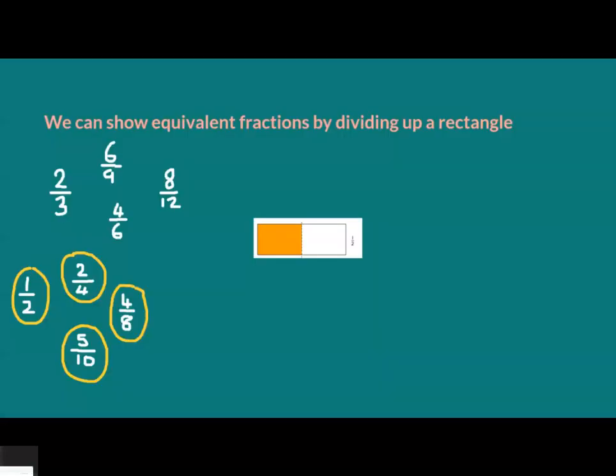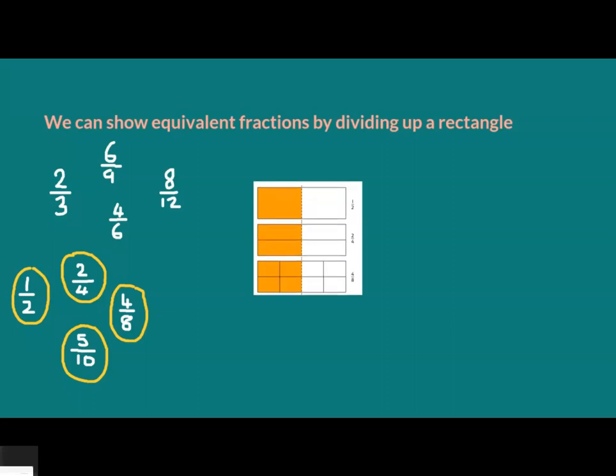Okay, so what you can see in front of you is a rectangle, and it has been divided into two parts. So it's been divided to show halves. That's one of our fractions. Now we want to draw more rectangles and divide them into equal parts to show that 2/4, 4/8, and 5/10 are all in fact equivalent to a half. The rectangle has been split into 4 equal parts showing quarters. 2 of those parts are shaded, and you can easily see that it is equivalent to the half above.